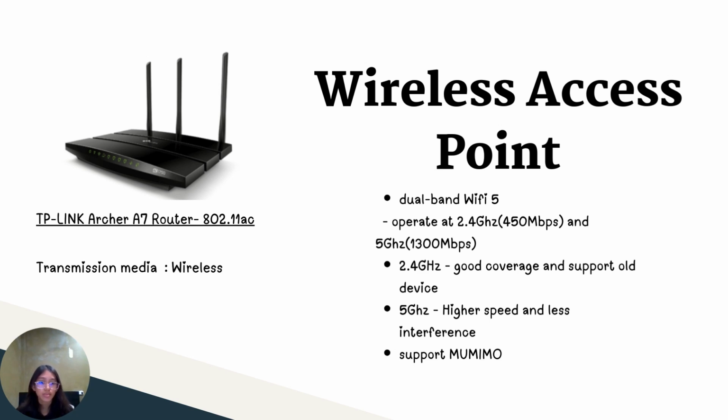The reason why dual band Wi-Fi is suitable to use is because, let's say we have an old device that does not support 5 GHz, it can use the 2.4 GHz, so this dual band Wi-Fi 5 ensures that all devices can connect to the Wi-Fi. Also, this wireless access point supports multi-user, multiple-input, multiple-output, where it can connect multiple devices straight to the wireless access point, and it can enhance the bandwidth. By this, it can enhance the capacity and give good performance.